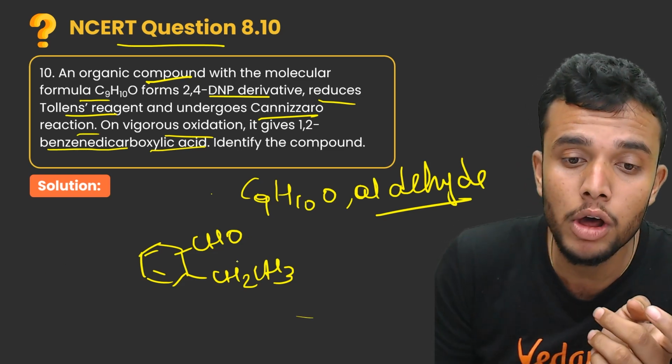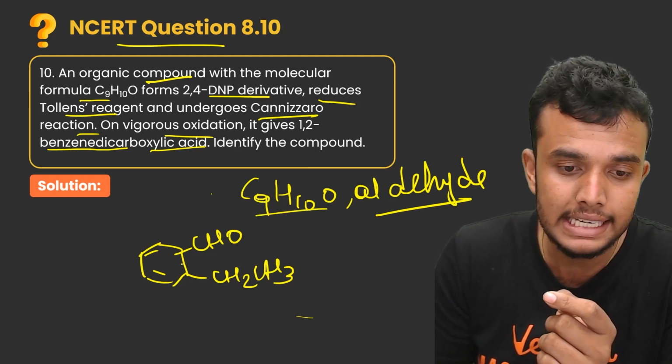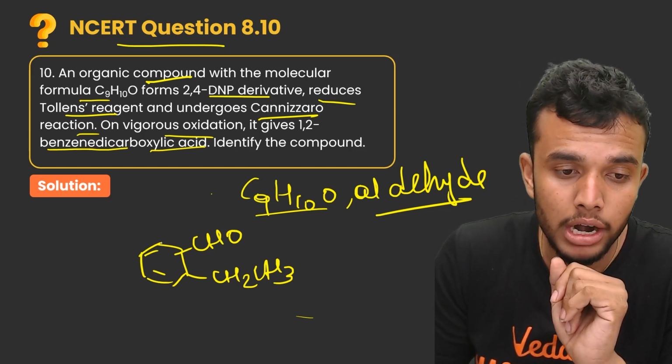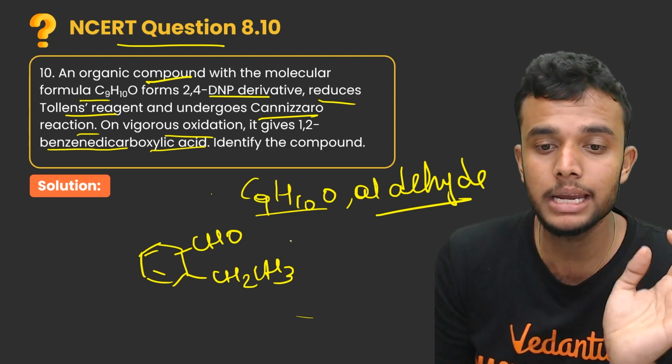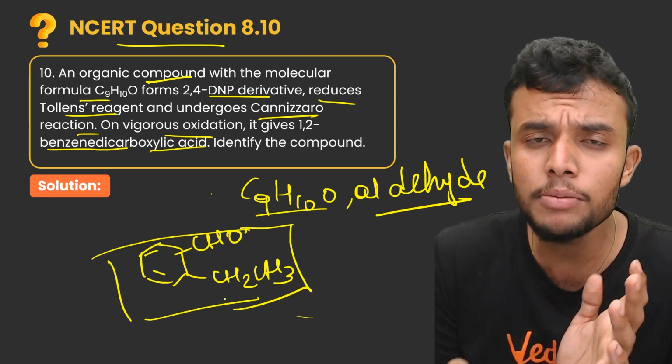Come on, let's check whether the molecular formula is the same or not. Here 1, 2, 3, 4, 5, 6, 7, 8, 9, 9 carbons are there. Totally 10 hydrogens. It's nothing but here 1, 2, 3, 4, 5, 6, 7, 8, 9, and 10 hydrogens are there. This is the compound. Okay students, understood? If you have any doubt, let me know in the comment section.